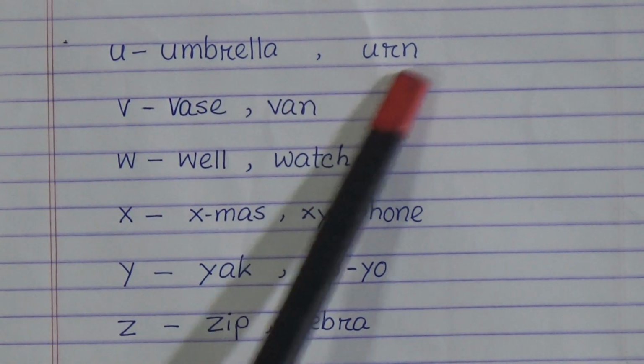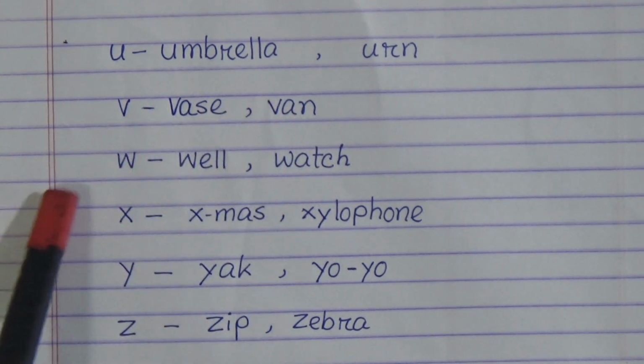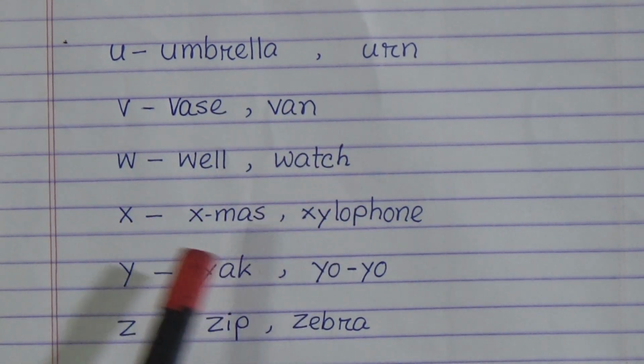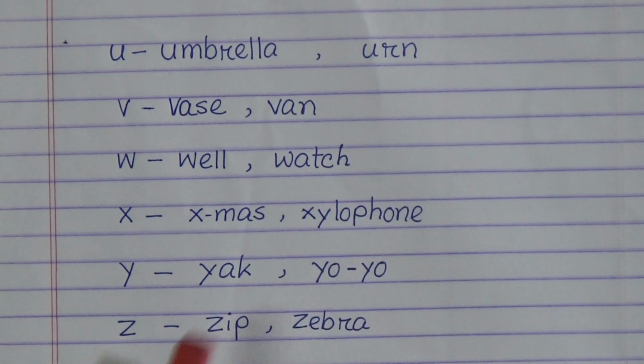Now students, just look. U for umbrella, urn. V for vase, van. W for well, watch. X for Xmas and xylophone. Then Y for yak, yo-yo. And the last one is Z. Z for zip and zebra.